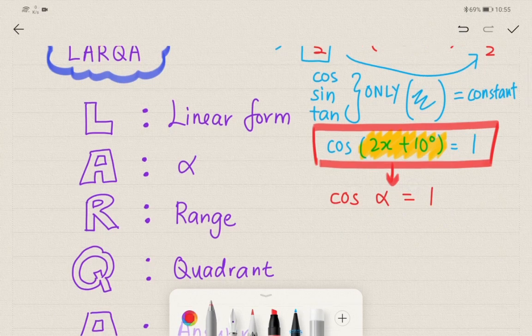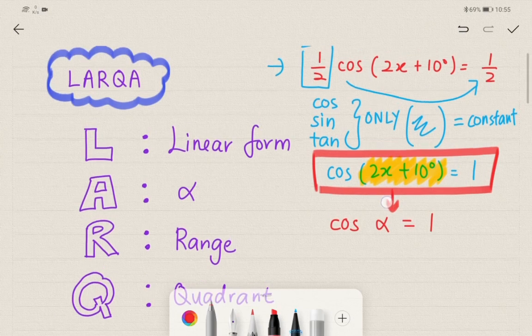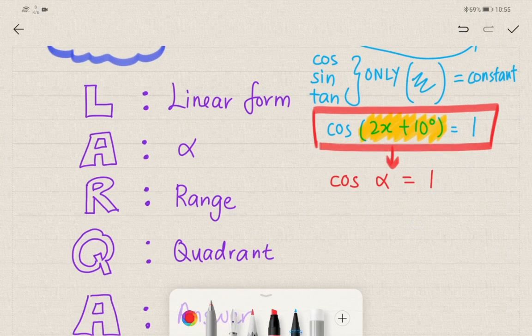And R in LARQA means range. This one basically will be given in the questions. There will be two types. One is in radian, one is in degree. So you need to look at the questions. If the question gives you the range in radian, then your answer should be in radian. If the question is degree, then your answer should be degree.